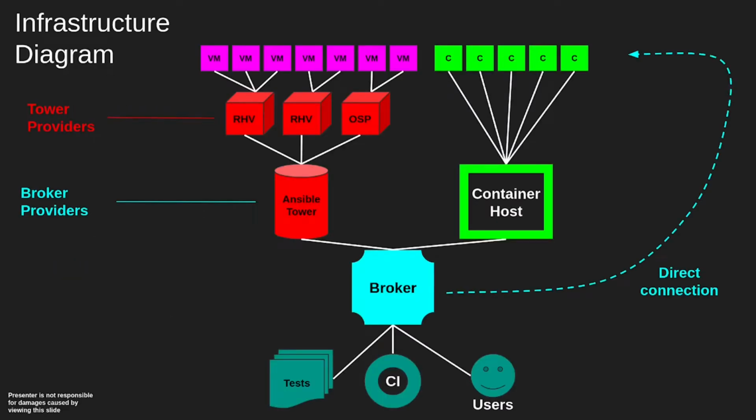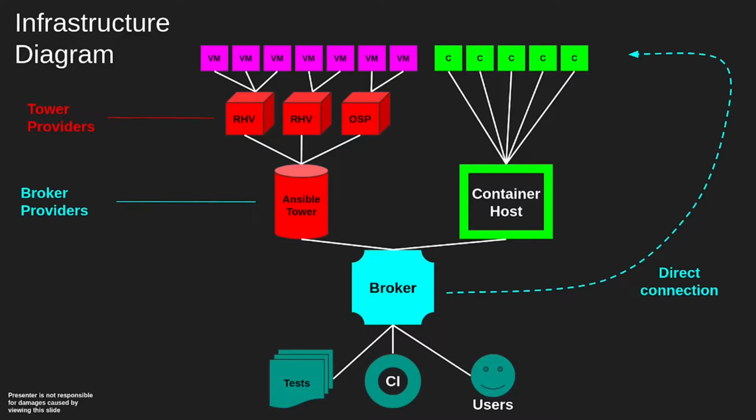So, here's our infrastructure diagram. This is made entirely in Google Slides, and I am not an artist, so forgive me for the way that it looks, but I think it gets the message across. At the very bottom, we have our automation represented on the left by the tests. We have our CI and users. Each of these uses the tool Broker.